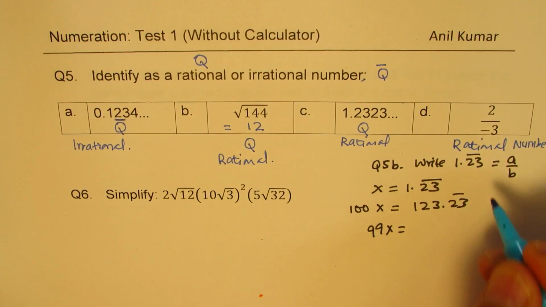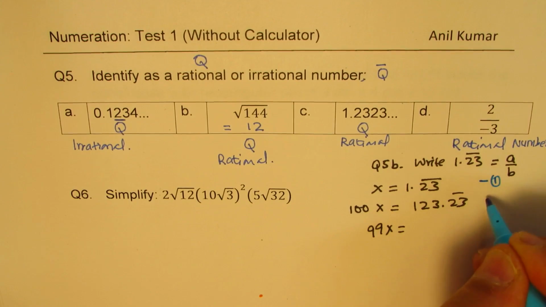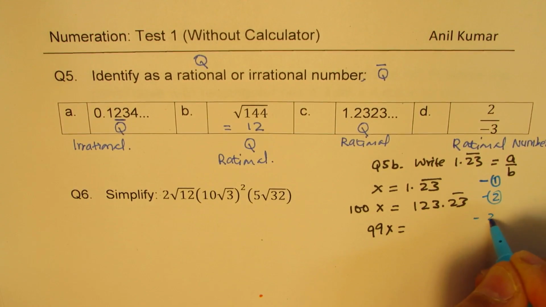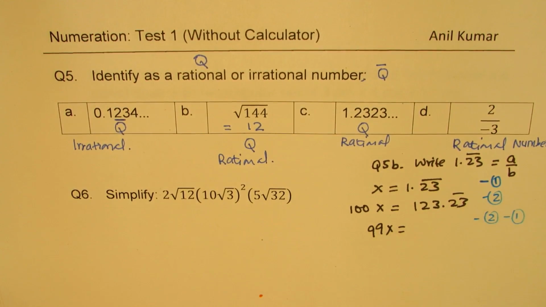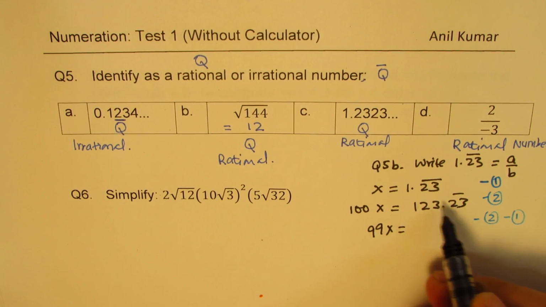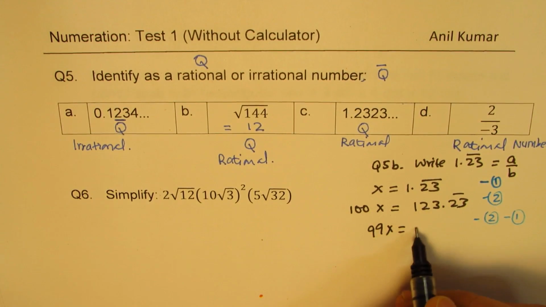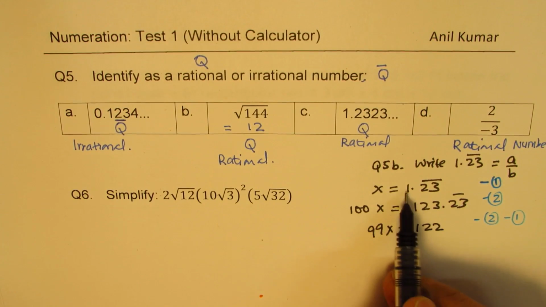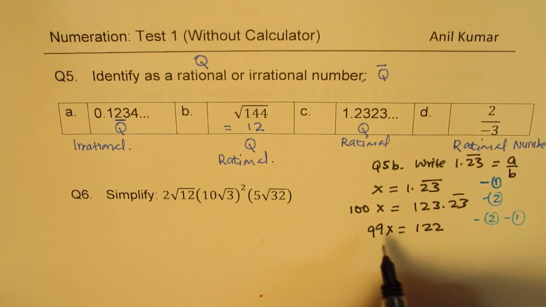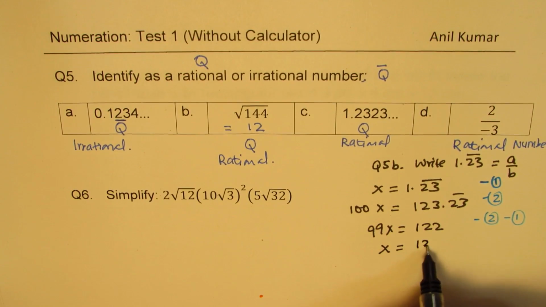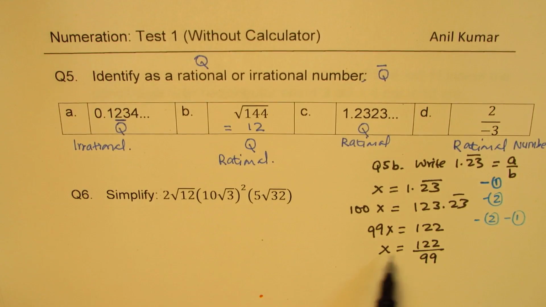If I take away, then I get 99x as equal to this minus this. So what I'm doing here at this stage, let this be equation 1, this is equation 2. I am doing equation 2 minus equation 1. Is that clear to you? So when I do that, I get 99, 100 minus 1. And here 0.23 cancel, and I get 122. Do you see that? 123 minus 1. And therefore, x is equal to 122 over 99, correct? So that becomes the x value, right?